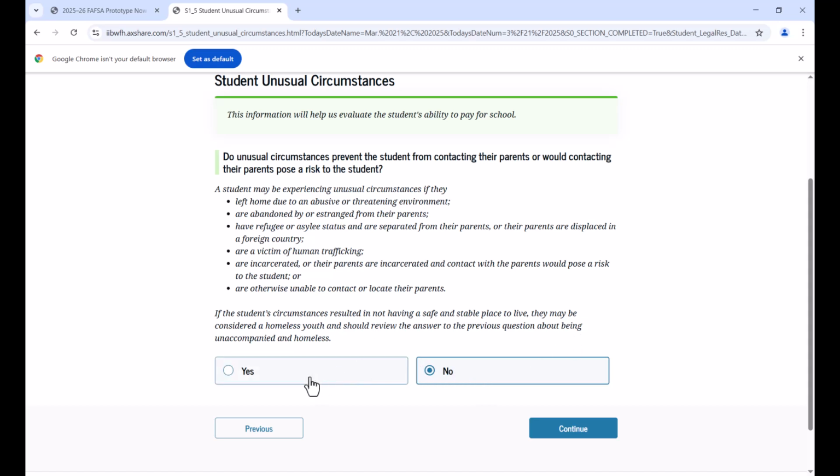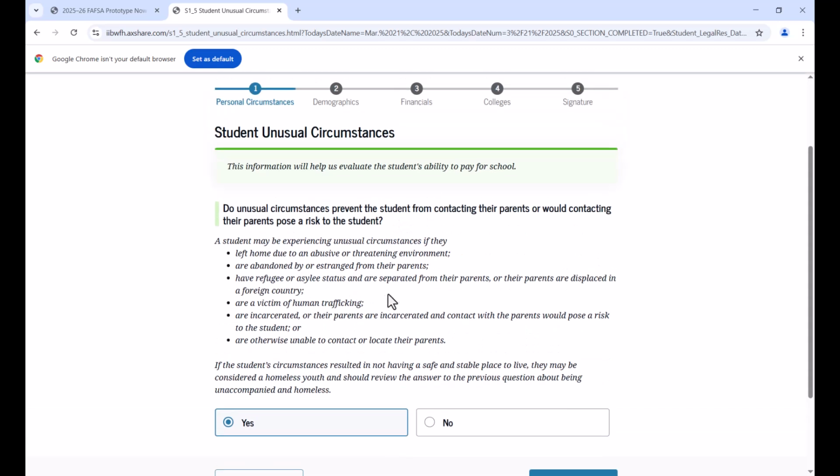I will say, if they do select yes here, the FAFSA form is going to label the student as what they call a provisional independent student. What that does is allow the student to continue on with the form without having to input parental information. So they will be seen as a provisional independent student, not necessarily, in fact, an independent student, because it will be left up to the financial aid office of whatever school the student is planning to attend to fully label them as independent here on the FAFSA.